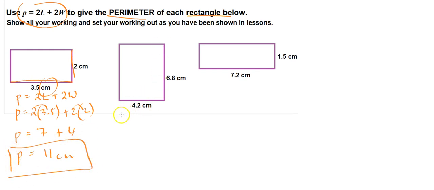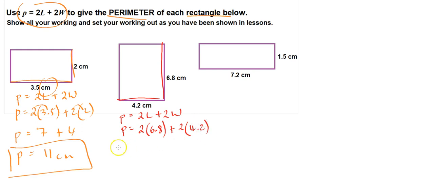Next one, let's use the same formula. Perimeter equals 2 times the length plus 2 times the width. So let's plug in what we know. 2 times the length, the longest one, 6.8, plus 2 times the width, which is 4.2. If we go to the next line, it'll be 2 times 6.8, which is 13.6, plus 2 times 4.2, which is 8.4.